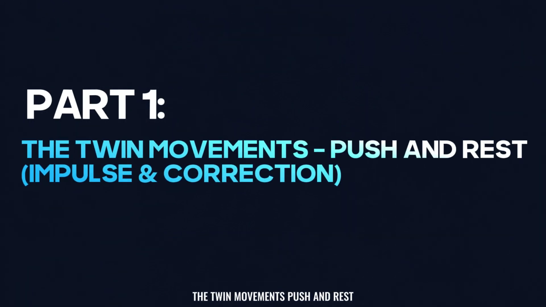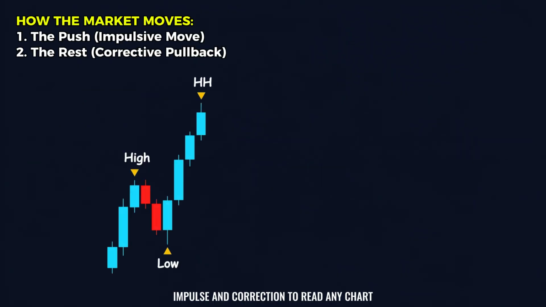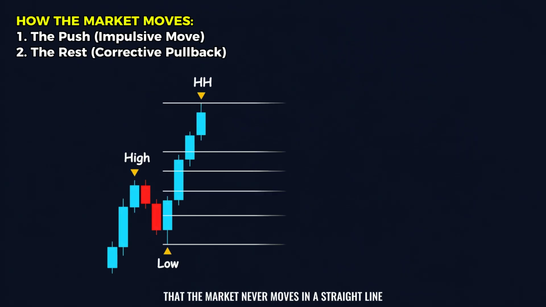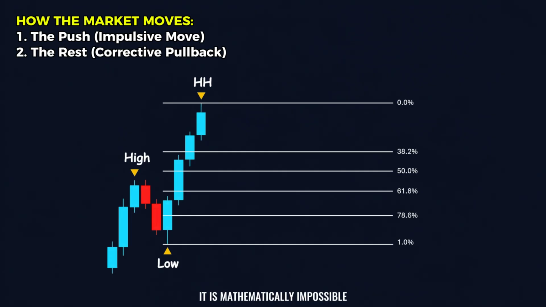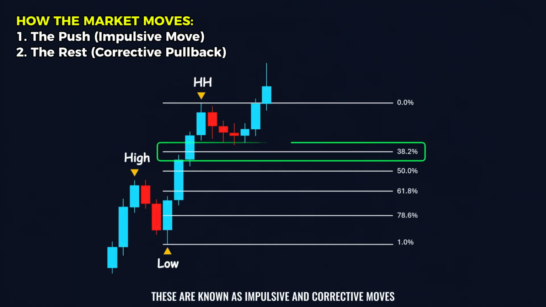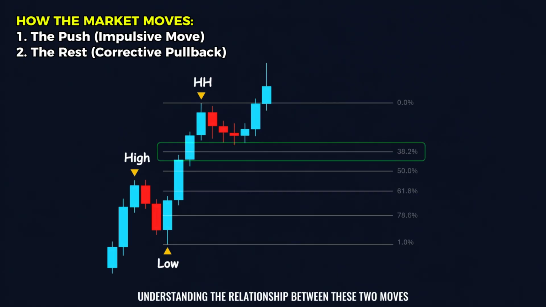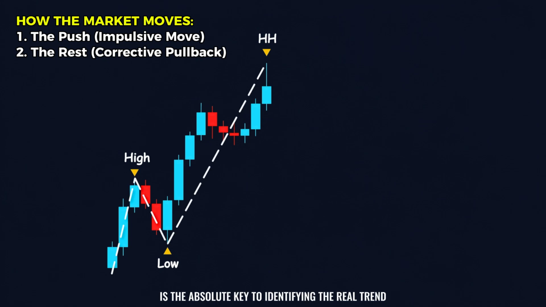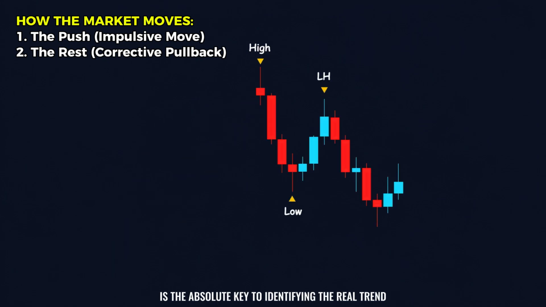Part 1. The twin movements, push and rest, impulse and correction. To read any chart, you must understand that the market never moves in a straight line. It is mathematically impossible. Instead, the market always moves in a rhythmic sequence of 2 distinct types of movements. We call them the push and the rest. In professional terms, these are known as impulsive and corrective moves. Understanding the relationship between these 2 moves is the absolute key to identifying the real trend direction.